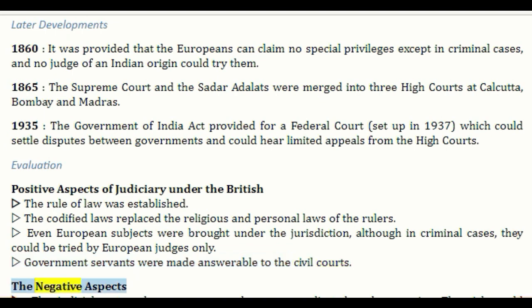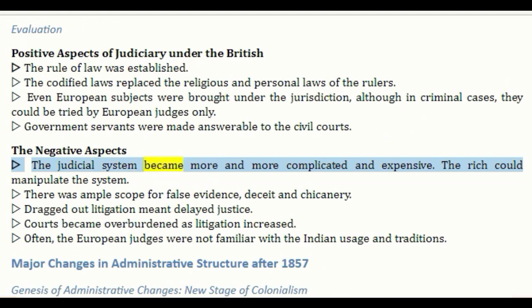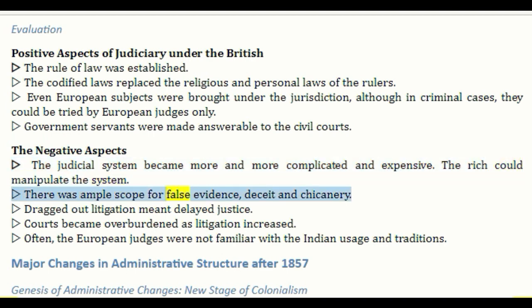The negative aspects. The judicial system became more and more complicated and expensive. The rich could manipulate the system. There was ample scope for false evidence, deceit and chicanery. Dragged out litigation meant delayed justice. Courts became overburdened as litigation increased. Often, the European judges were not familiar with the Indian usage and traditions.